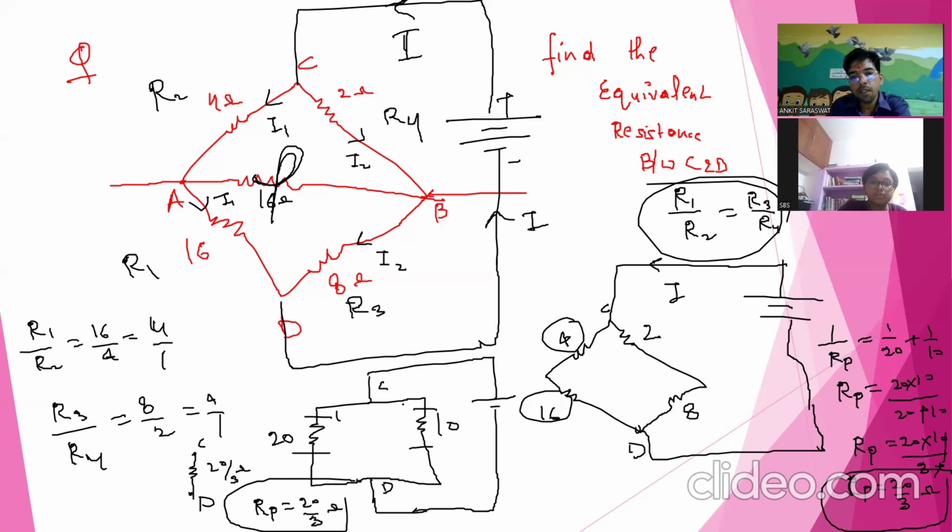Because you can check: 1 is connected at C, 1 is connected at C. 2 is connected at D, 2 is connected at D. So both are in parallel. So I find the equivalent in parallel, and in between C and D, I connect it. So in between C and D, what is the equivalent resistance? 20 by 3. Understood?